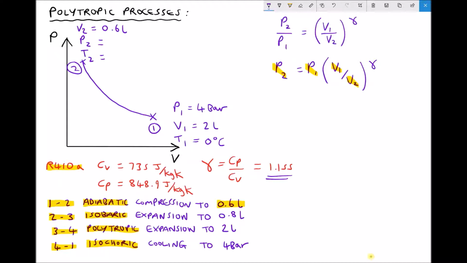So inputting some values, we have P2, the thing we're trying to find, equals P1, 4 bar, the ratio of V1 to V2, and we're going to use litres. So we've got 2 over 0.6, all raised to the power of gamma, 1.155. Now running that through the calculator gives a value of P2 in bar, remember it's in bar here, P2 equals 16.07 bar.